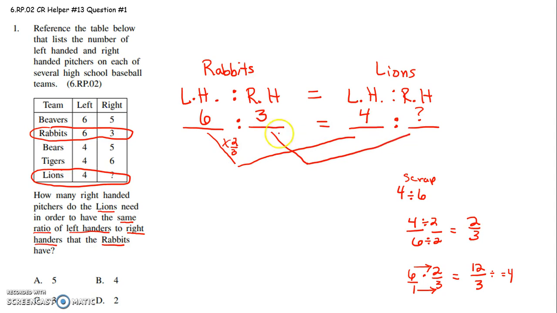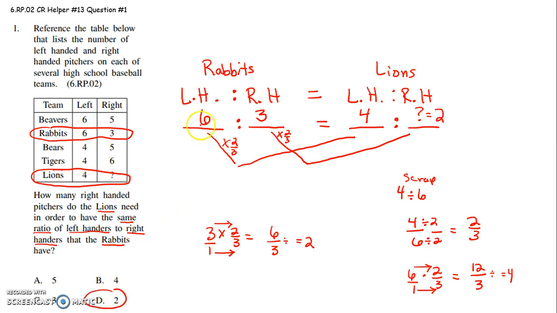So what do I have to do with the 3? I have to multiply the 3 by 2/3. So if I take 3 times 2/3, that's the same as 3/1 times 2/3. Multiply straight across the top, straight across the bottom. 3 times 2 is 6. 1 times 3 is 3. 6 divided by 3 is 2. So they must have 2 right-handed pitchers.